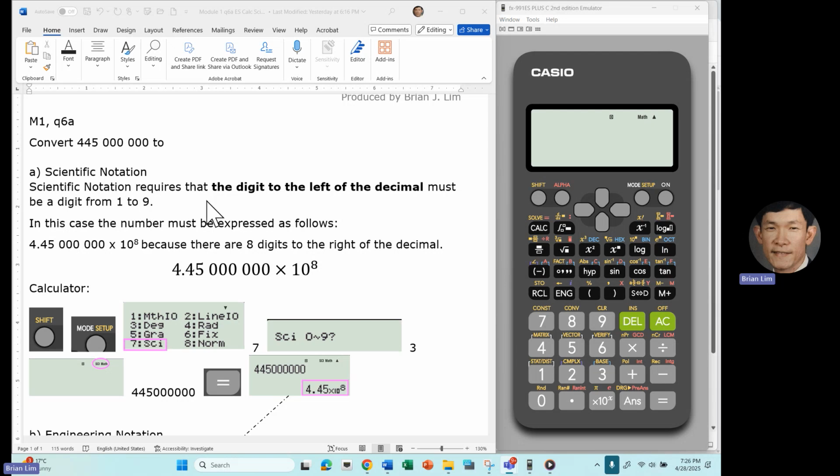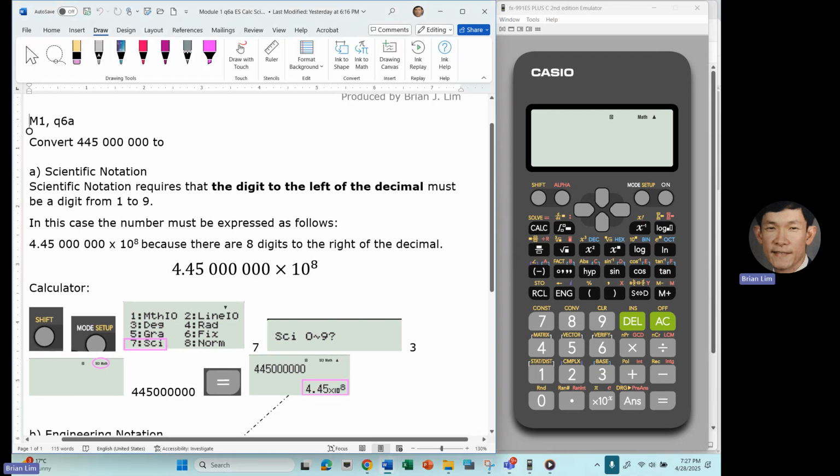Now, scientific notation requires that the digit to the left of the decimal, as it shows here, must be a digit from 1 to 9. In this case, the number must be expressed as follows. So it would be 4.45. The decimal is right behind the last zero. Okay, the decimal is indeed right there.